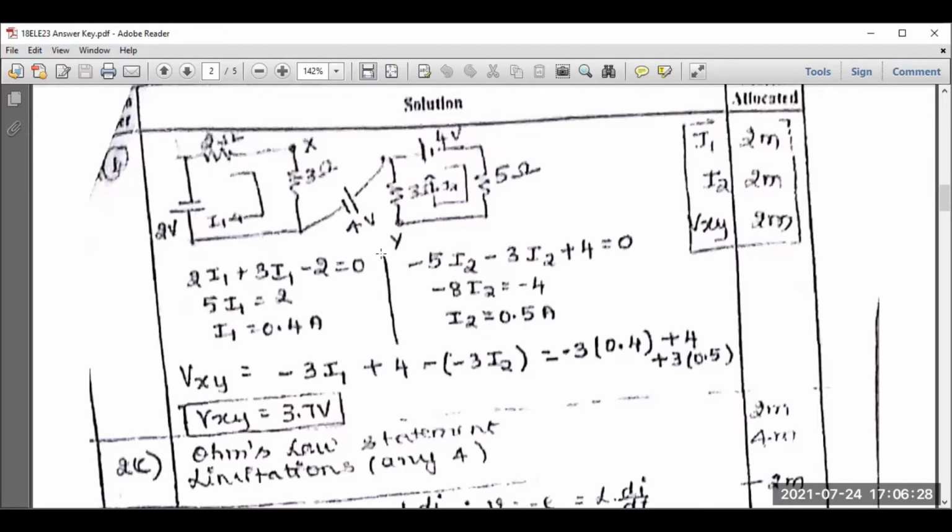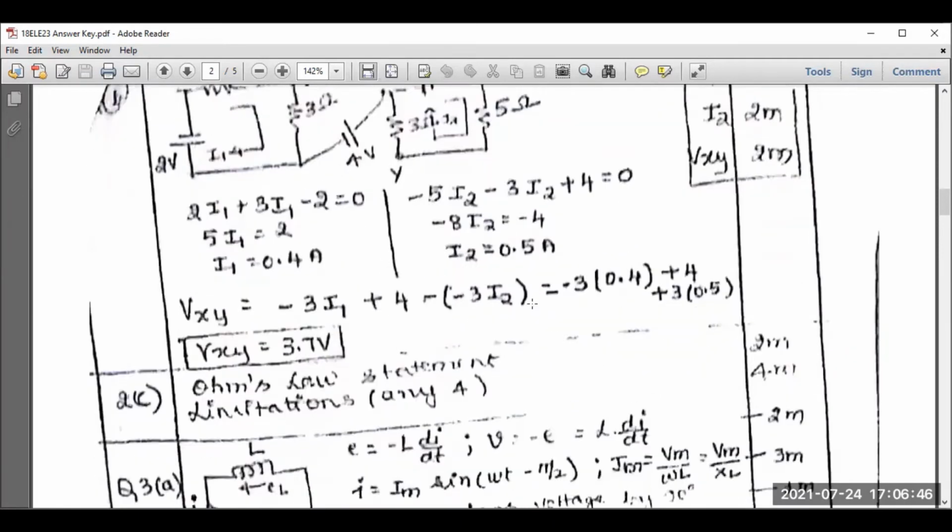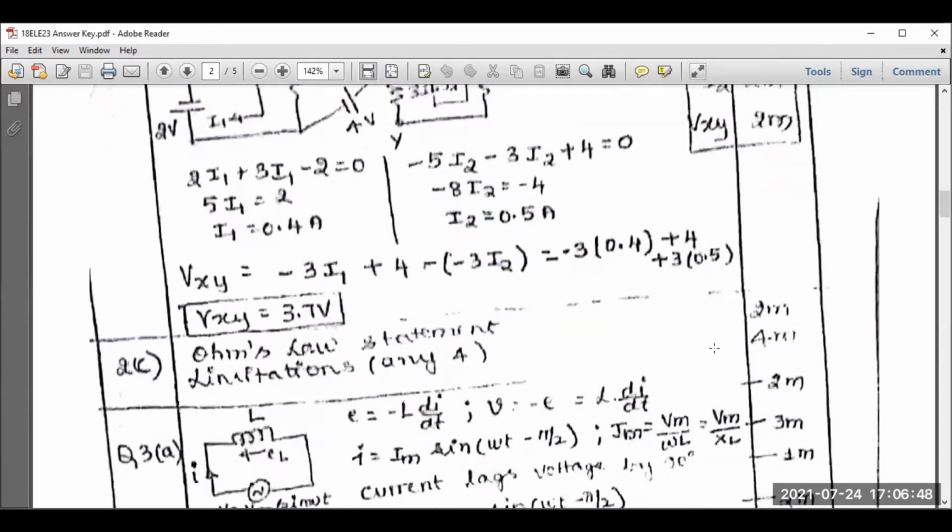Okay, so I into R, that means minus 3 into I1 plus 4 into minus of 3 I2. Okay, then you will be getting 3.7. Easily you will get 6 marks. The division will be like this only. I1, if you compute, you will get 2 marks. I2, if you compute, you will get 2. Then the remaining part, the voltage across X and Y, you will get 2. Total 6 marks.